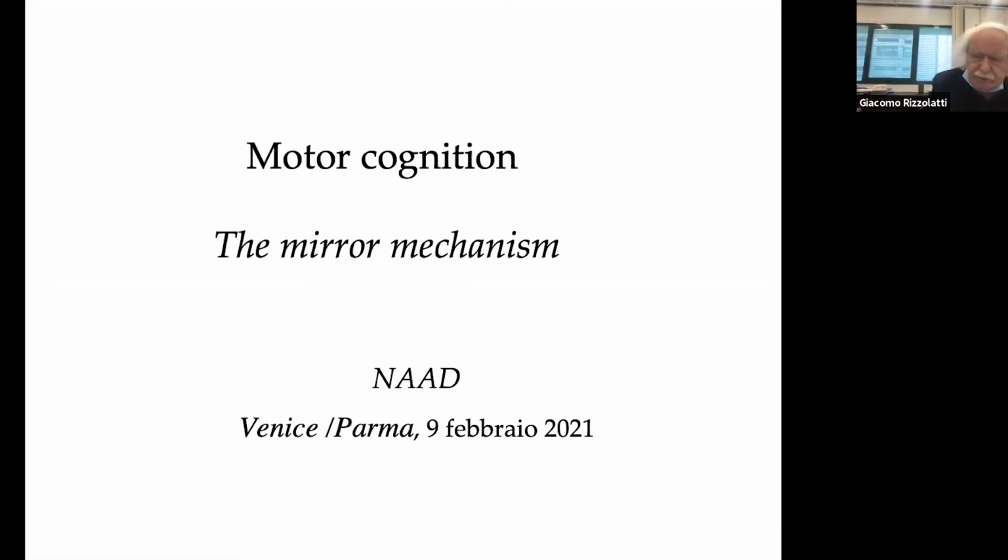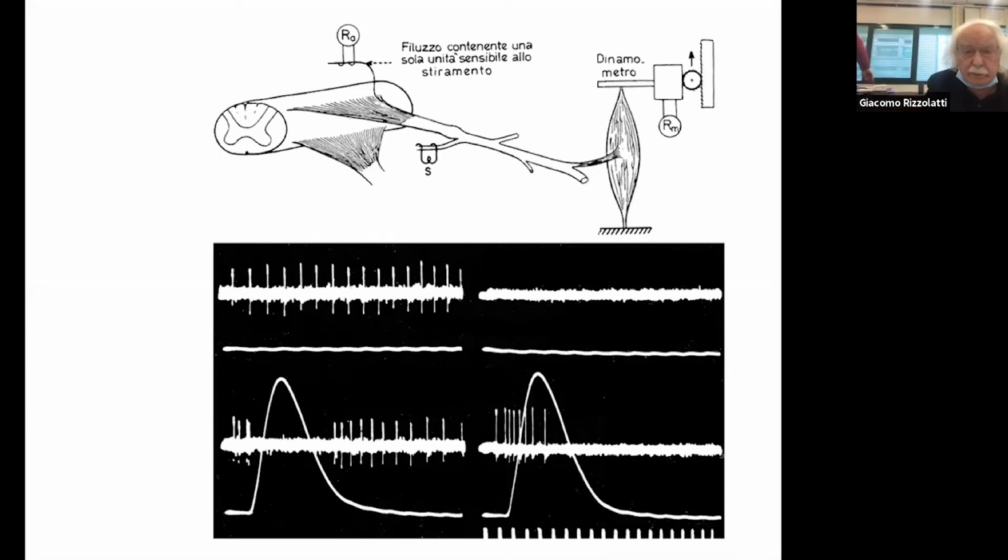Well, let me start from the very beginning. I think you know from the lecture that you heard before that the nervous system is made by cells, by neurons. And these neurons talk one with another by generating action potentials. You see here action potentials recorded from a peripheral nerve. What you can notice immediately is that the amplitude is practically the same. The oscillation you see is due to noise.